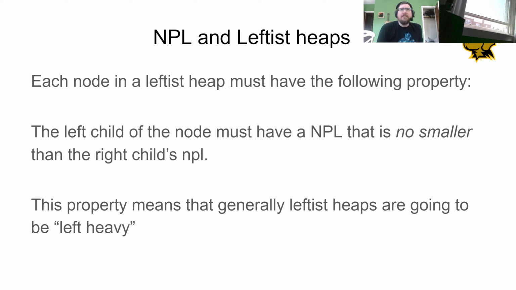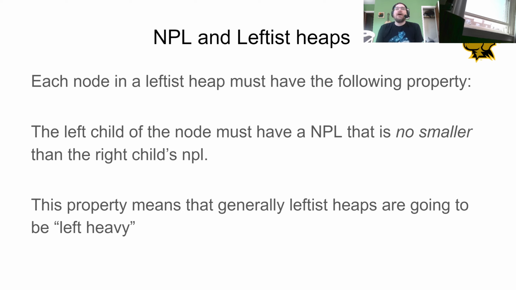Null path length and leftist heaps. So we're going to define a leftist heap as a heap, so it has the heap order property, where each node is going to be either larger or smaller than all of its descendants. In a min heap, the root will be smaller than all of its descendants, and in a max heap, it will be larger. So it has that property, and it also has this property.